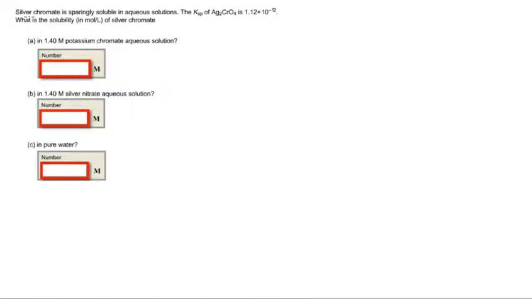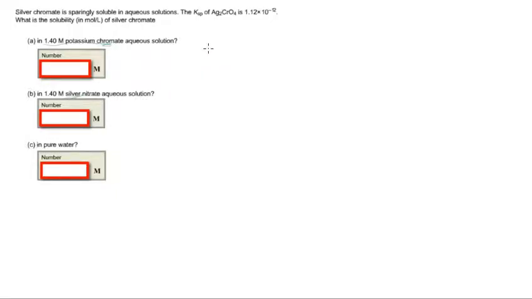Okay, so silver chromate is sparingly soluble in aqueous solutions. The Ksp of silver chromate is 1.12 times 10 to the negative 12th. What is the solubility of silver chromate if we start with 1.4 molar potassium chromate, and then 1.4 molar silver nitrate? So we're going to add silver, we're going to add chromate, and let's do pure water. I want to do pure water first.